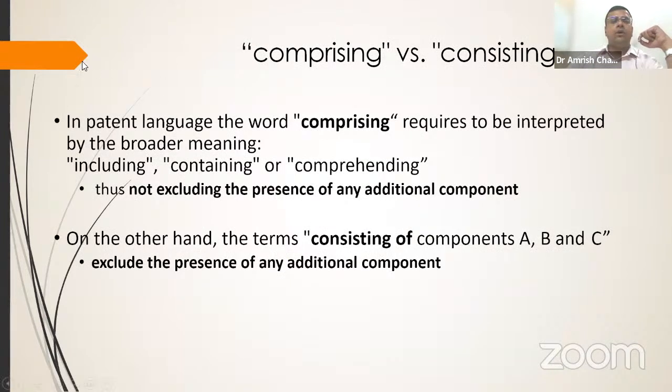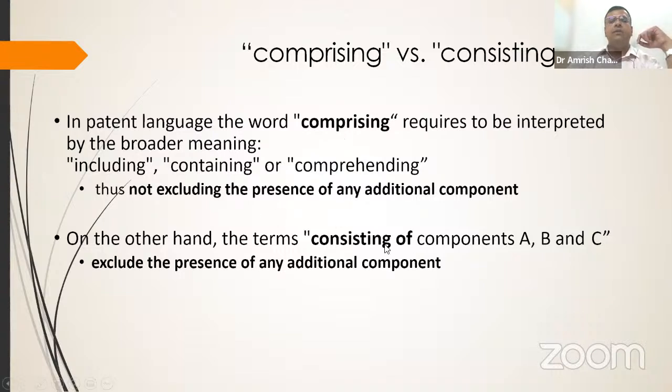Then there are two important words that you use when you draft your claim, that is comprising and consisting. Almost 99% of the time we go with the word comprising, and it has got a broader meaning. It says including, containing, or comprehending, and not excluding the presence of any additional component. So when you say comprising, it means that this is there, but apart from this, anything else can also be there.